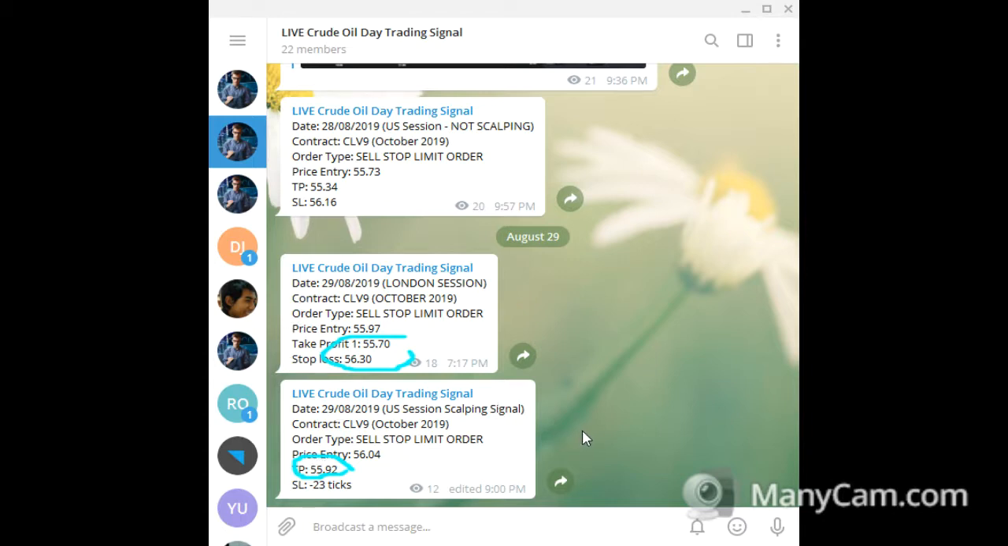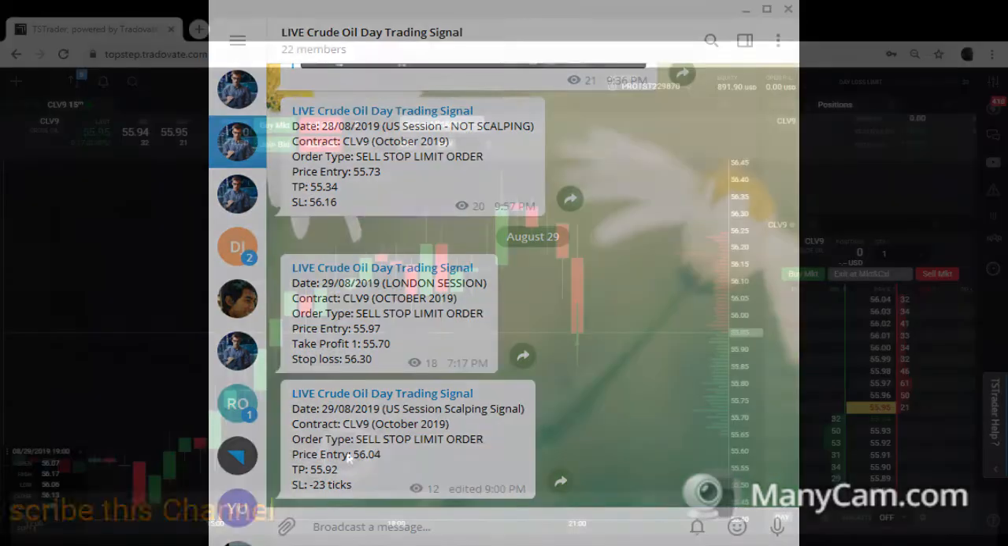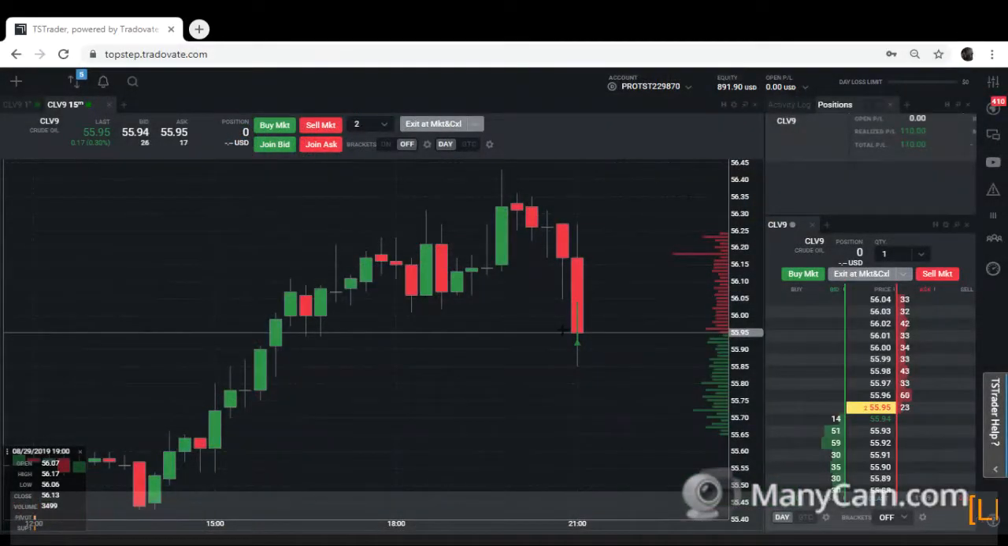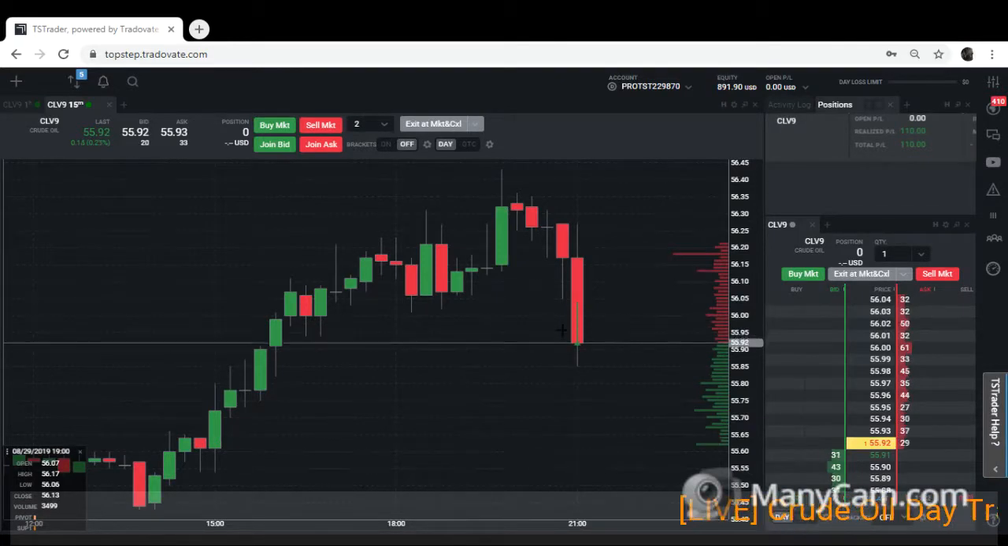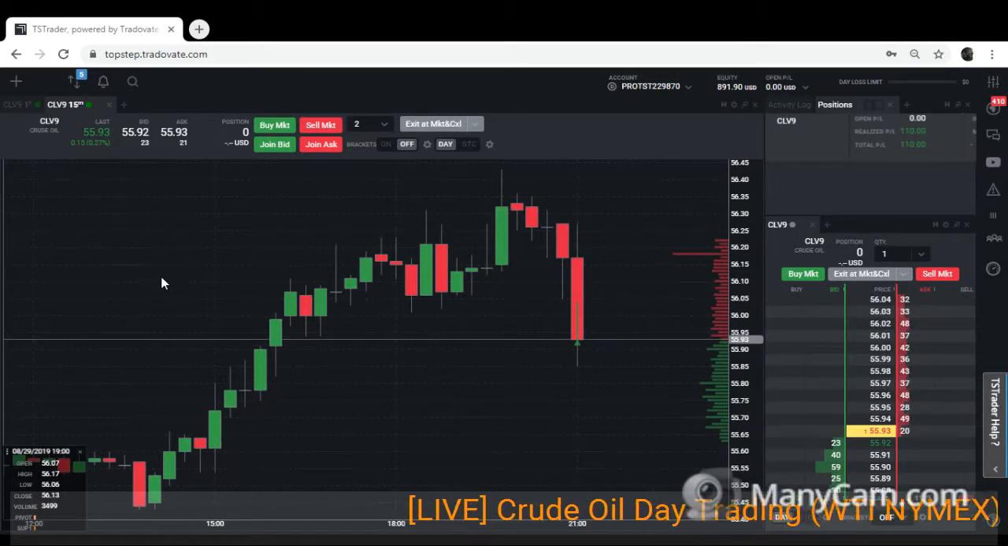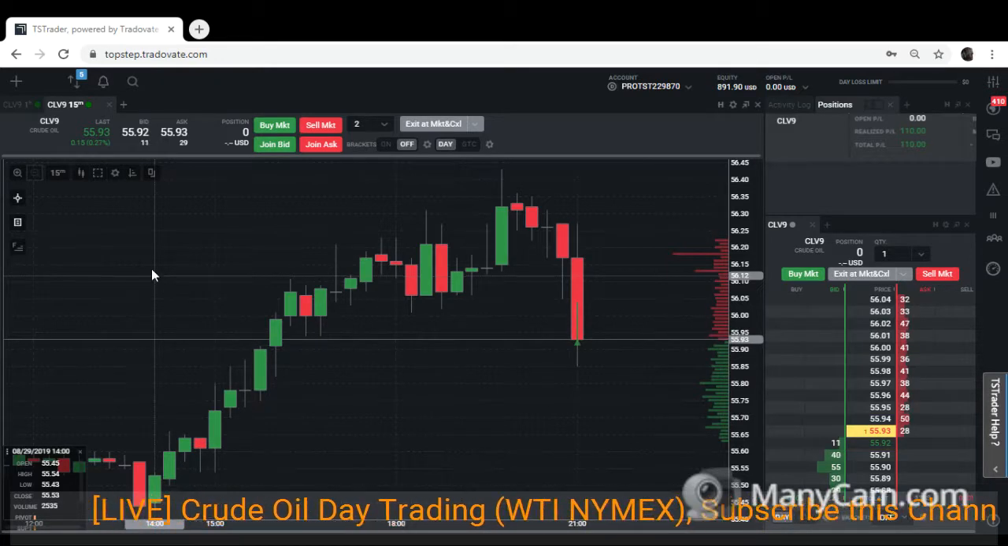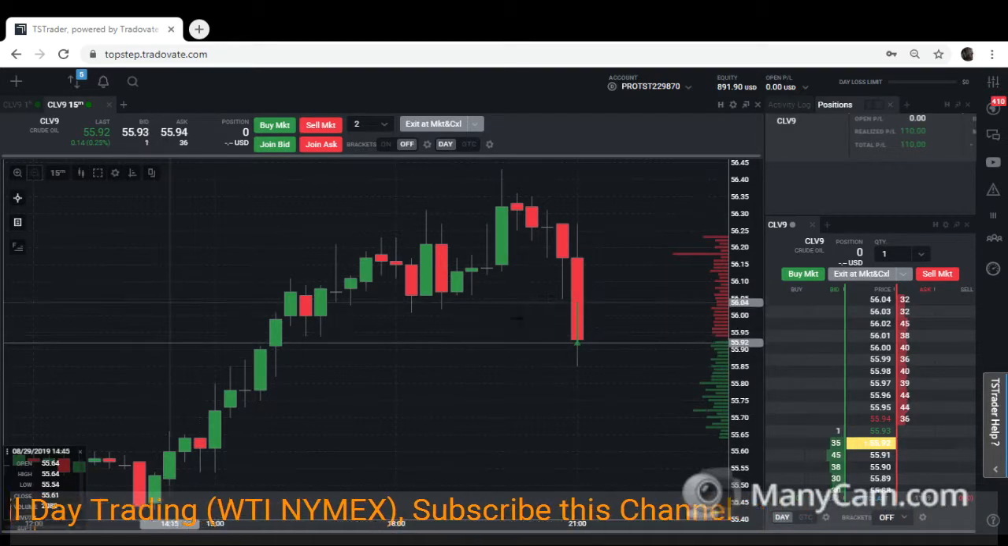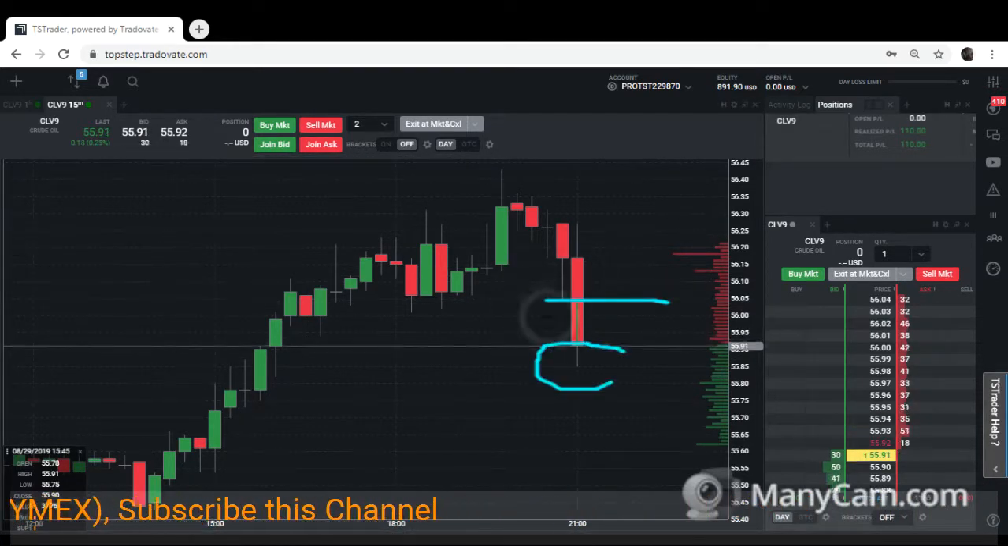Both are in line. I haven't managed to enter the London session signal. I'm busy answering a lot of Telegram and WhatsApp messages. A lot of questions as well, but it's a good thing. We profit. As you can see, we did enter somewhere here, then exit the market.